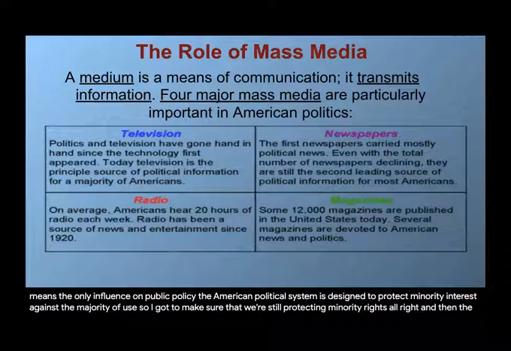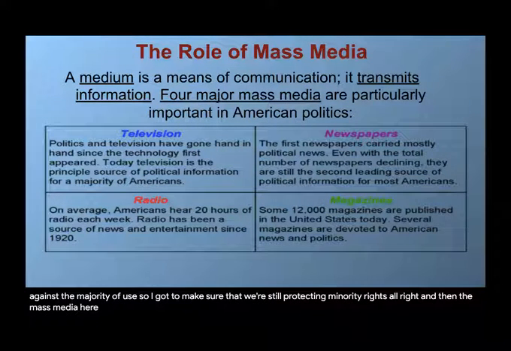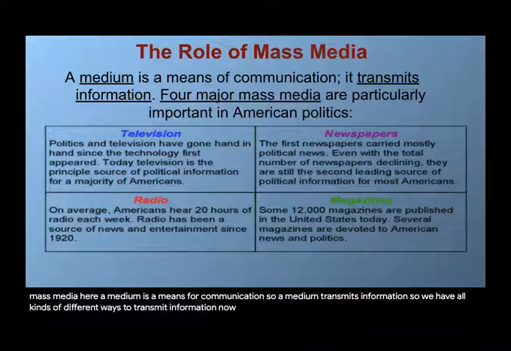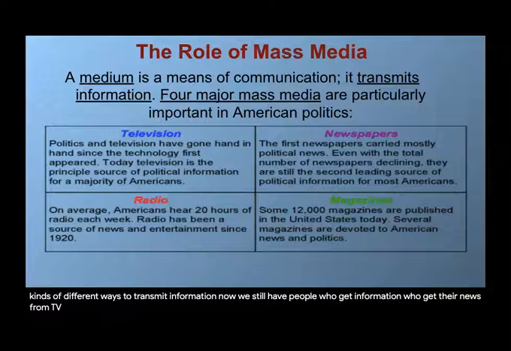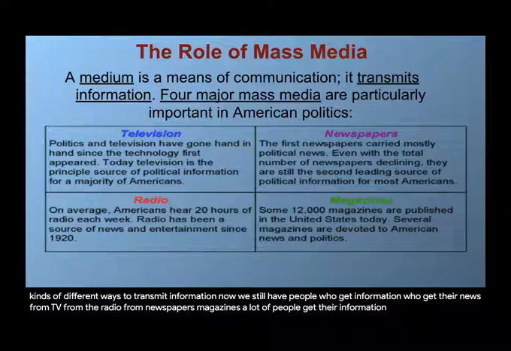All right, and then the mass media. A medium is a means for communication. A medium transmits information, and we have all kinds of different ways to transmit information now. We still have people who get their news from TV, from the radio, from newspapers, from magazines. A lot of people get their information from social media now as well.